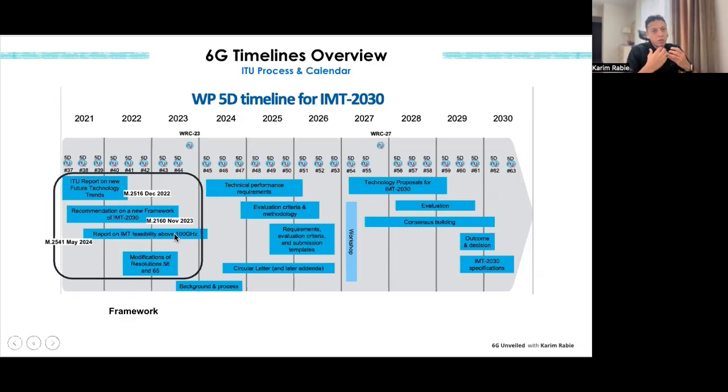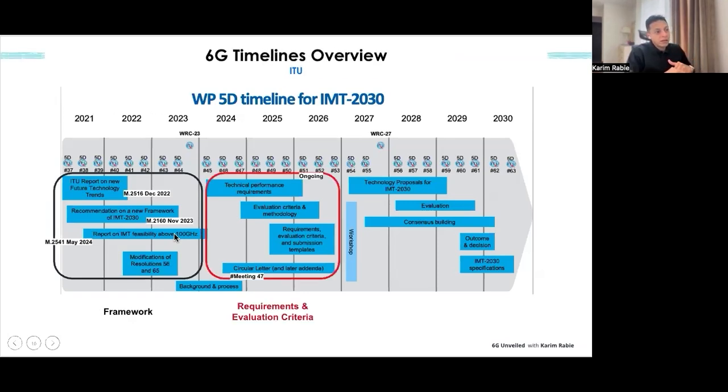So for all professionals who want to read and digest the information, and try to expect what's coming, the framework is already there and already published. The next phase is the requirements and the evaluation criteria. Usually, after finalizing the framework, ITU publishes a technical performance requirement that states exactly what the minimum requirements are for these objectives to be, I would say, adopted as a technology.